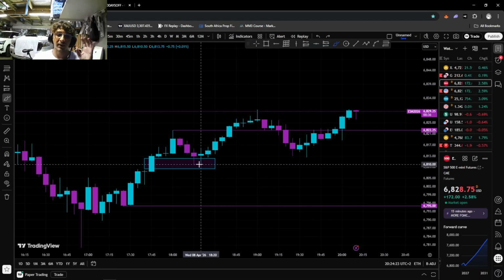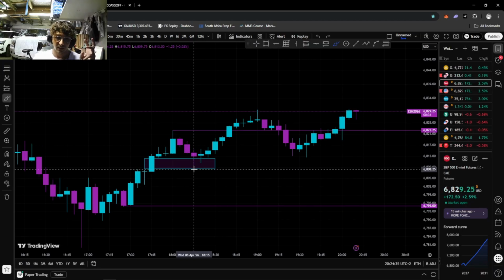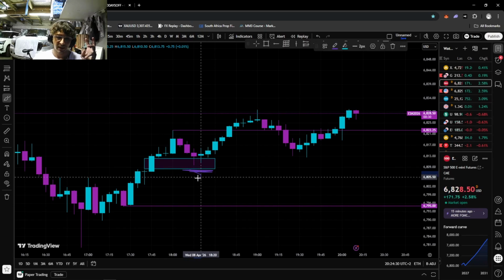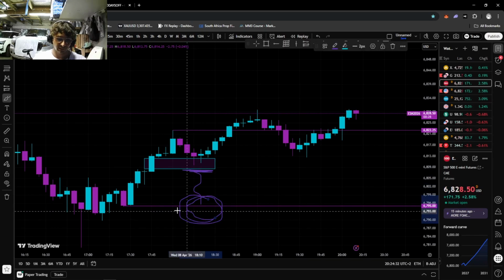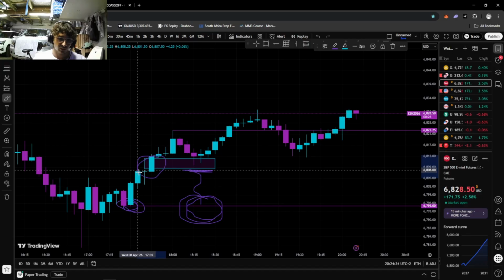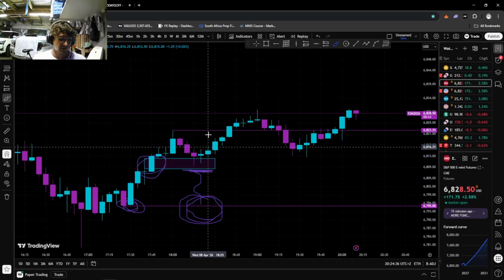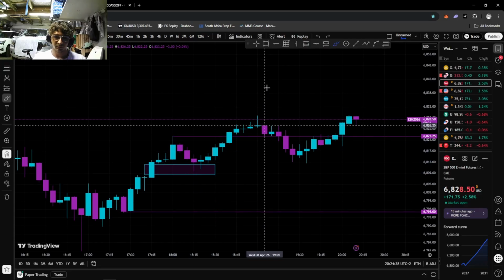If we were looking for an inverse fair value gap, then we first want to wait for this fair value gap to be closed below, and then this low all the way down here, because it's the closest low to the fair value gap, and this is the closest high. Let me use a better example. Okay, this works.